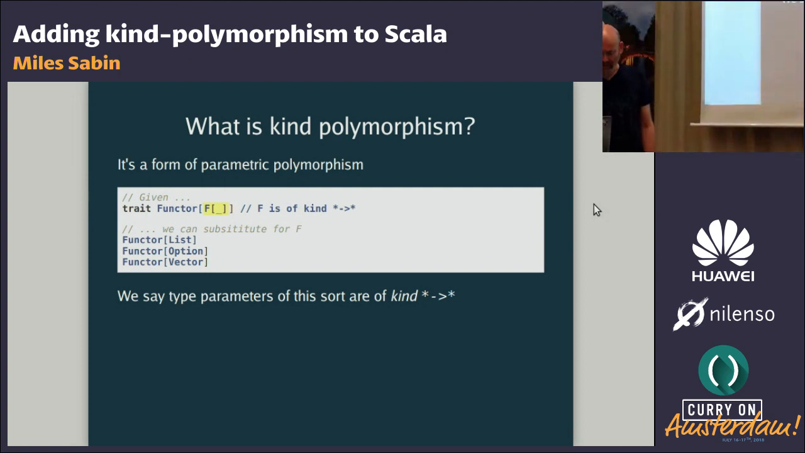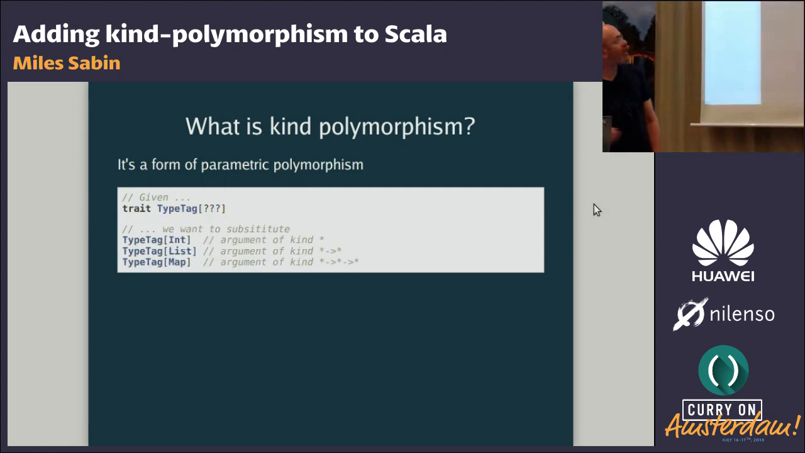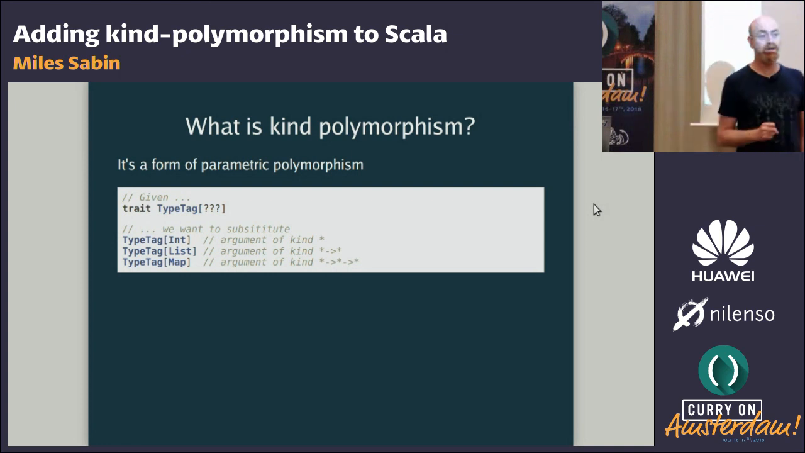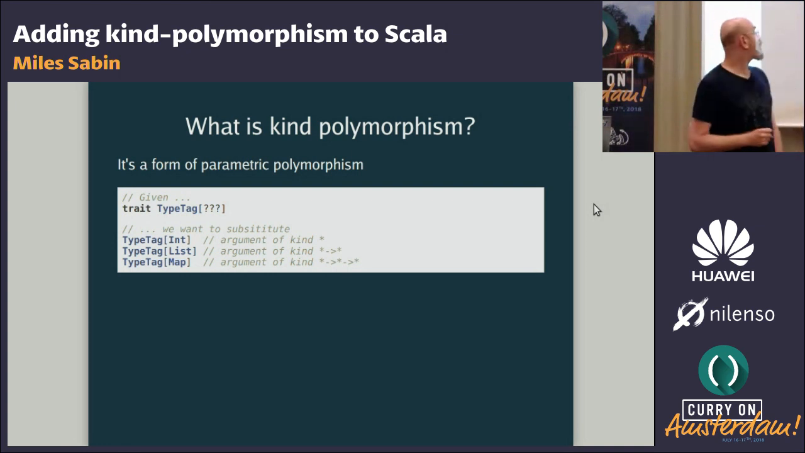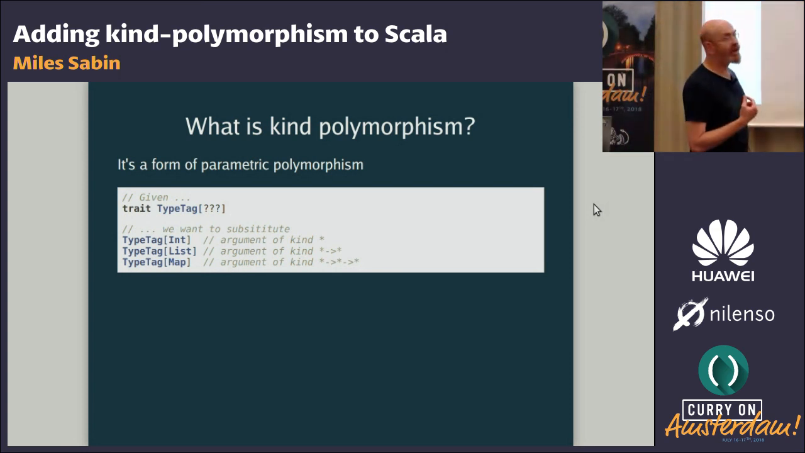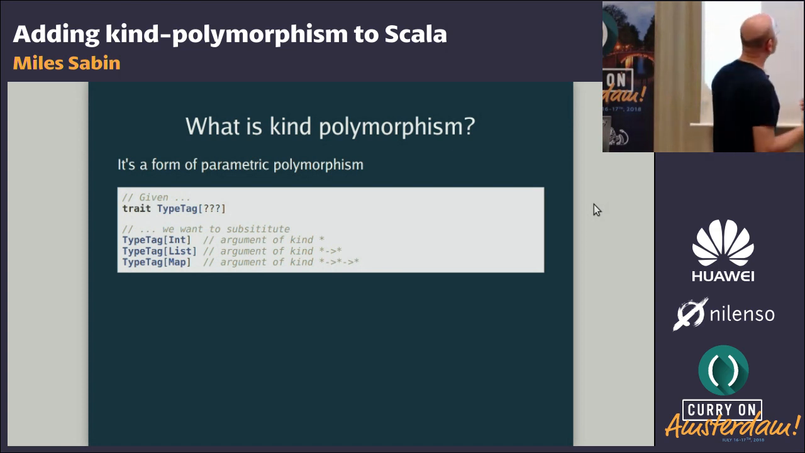So kind polymorphism is a form of parametric polymorphism where we kind of want to be able to actually fill in the hole in a type with types of different kinds. Okay, so you might wonder, well, where is that going to be useful? This is actually, I think, one of the key topics of this talk, is that actually finding out what useful examples of this thing are is one of the interesting things to do.